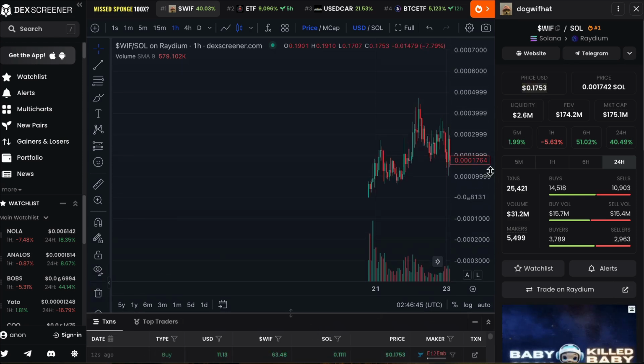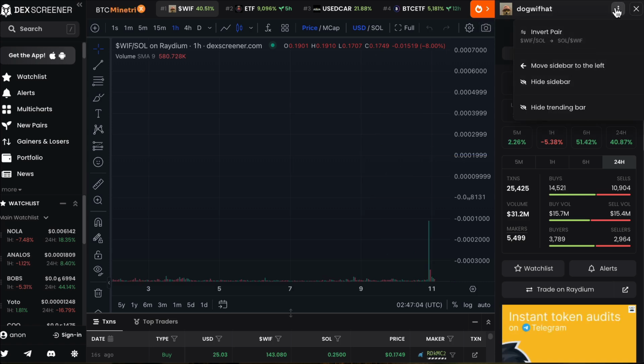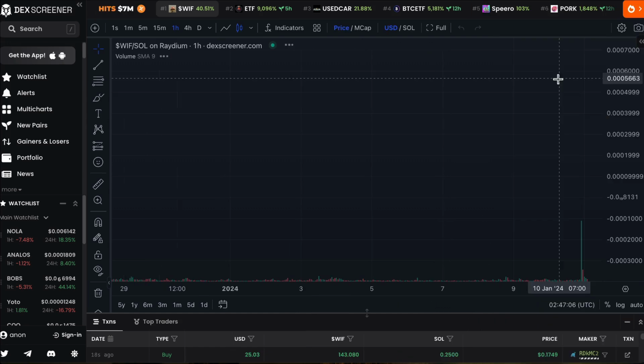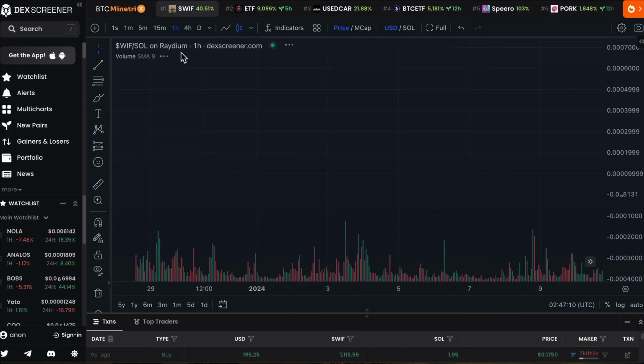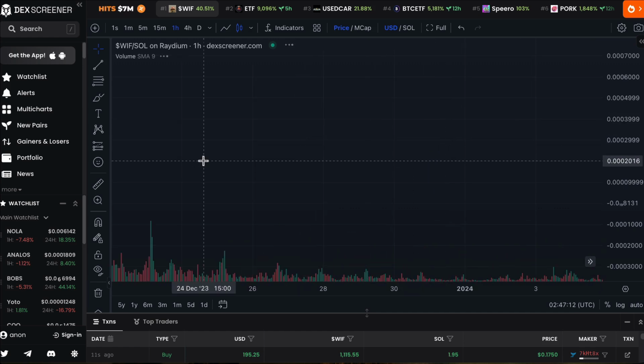So I'm just going to adjust the chart a little bit so we can see it a little bit better as well. I think that's about the most I can do. And then I can hide this sidebar as well. Just click three dots there and click that. So I can hide the sidebar as well. So we're here. And what we want to do is, I think we're on an hourly here.